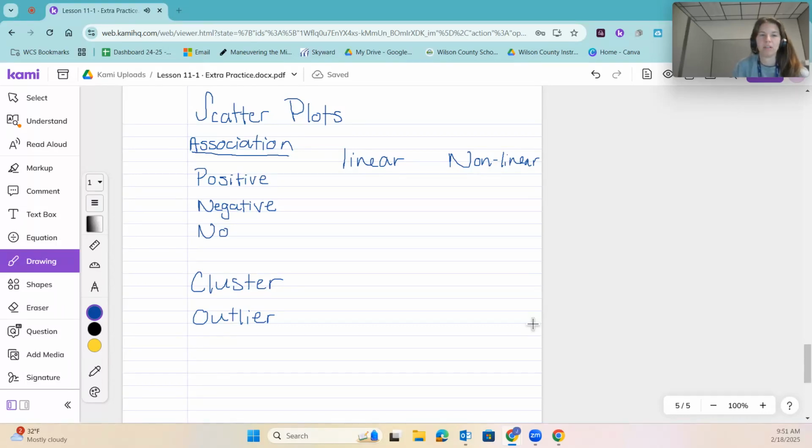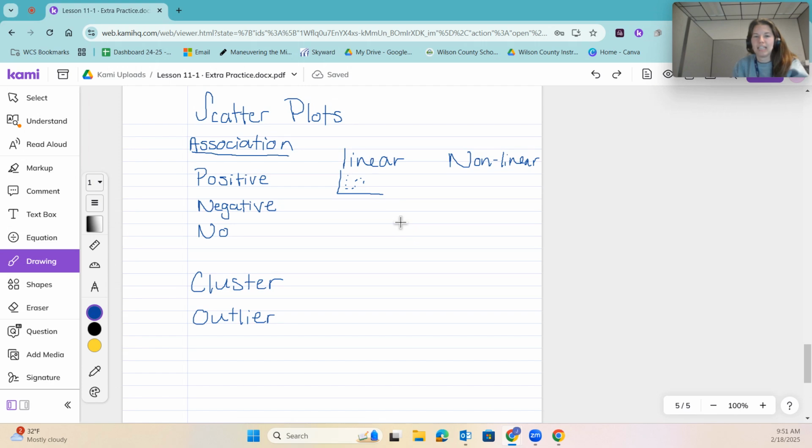Today we will be talking about scatter plots. The first thing we need to know about scatter plots is the different types of associations that they can have. A scatter plot occurs on our graphs and it has these dots all around.